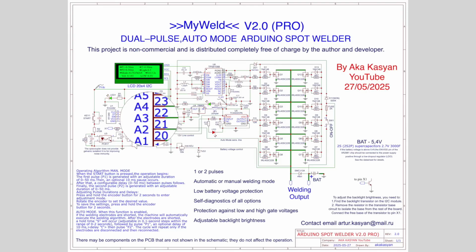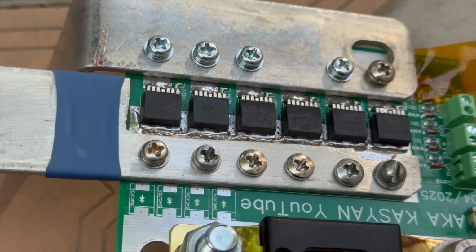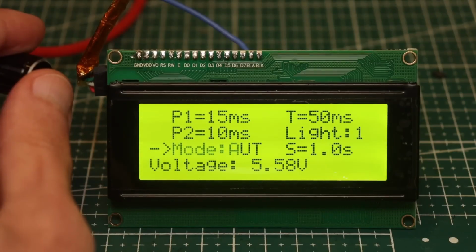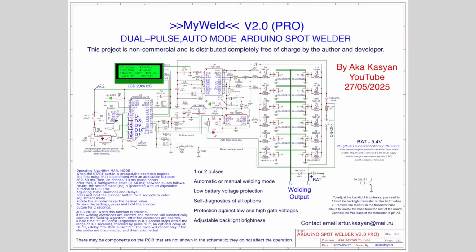Pin A3 is used to monitor the voltage at the drains of the switches. When the electrodes are shorted, there will be a positive voltage at the drains of the switches. This is exactly how the system detects that the electrodes are shorted. This monitoring is necessary for the automatic operating mode. Pin D9 is used to control the brightness of the display backlight.